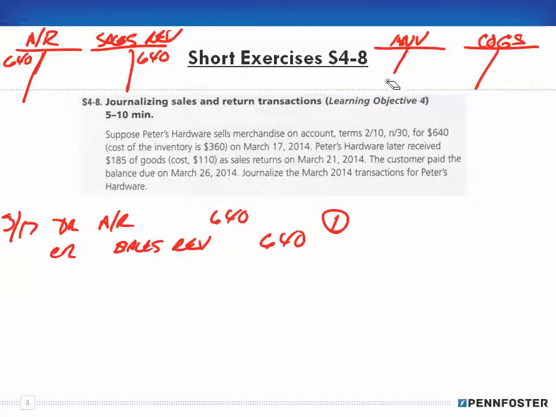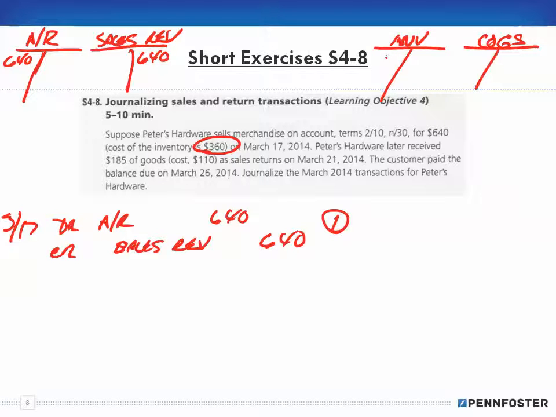Because all I'm doing is just figuring out what's going on with my inventory account. It doesn't matter if I have 100,000 or 200,000 in that account. What I'm doing is I'm selling something out of the account, okay? So since I made a sale for 640 and it tells me that my cost on that inventory is 360, right? I'm taking 360 out of the inventory account.